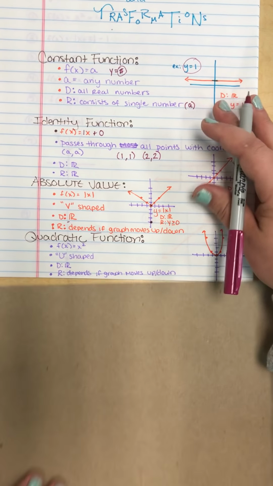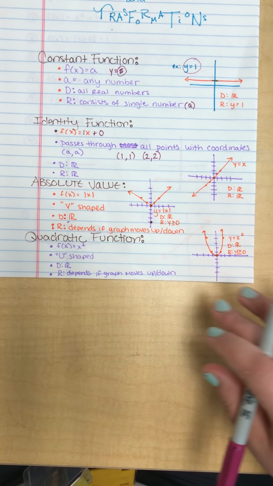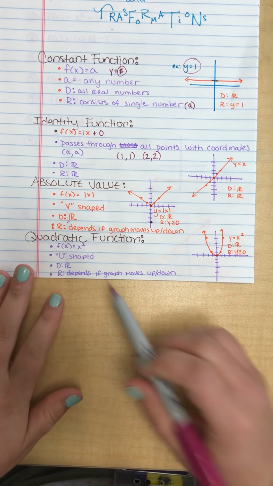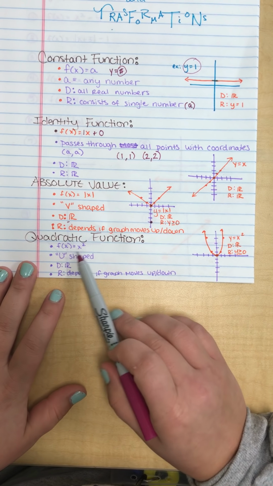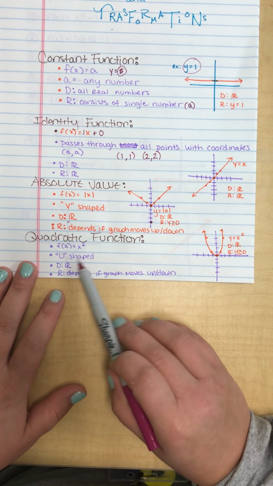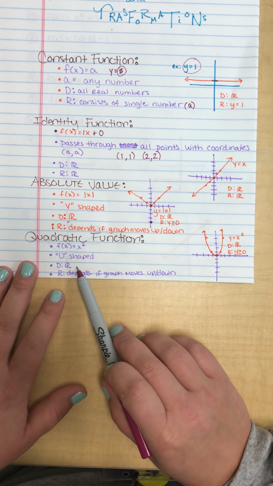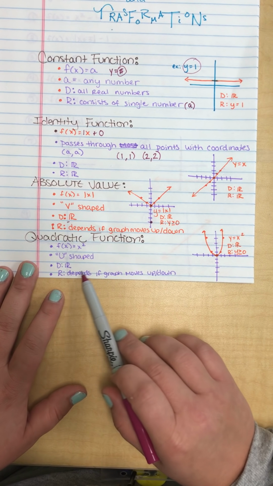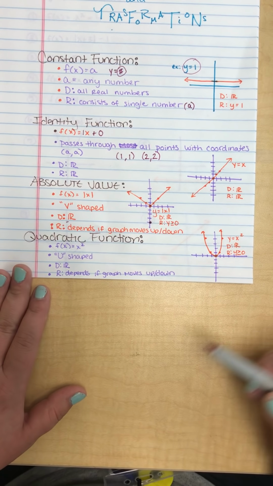All right, and then we have quadratic functions. Quadratic functions are very, very similar to absolute values, as you're going to find out. We've got y equals x squared. They're U-shaped instead of V-shaped. Your domain is also all real numbers for these, and your range also depends on whether it moves up and down.